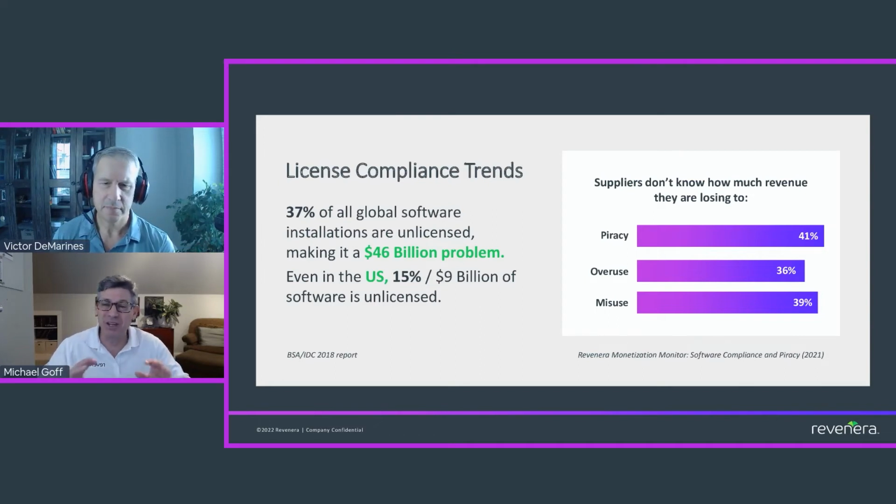But when you look at those numbers, that's an industry number. Those are regional numbers. And when you look again at the Monetization Monitor survey data, suppliers in general really don't have great insight into how much revenue they're losing to piracy, overuse, and misuse. There's a great opportunity for them to have insight into what the problem is, start by measuring it, see which regions are experiencing those challenges of revenue leakage due to piracy or overuse, and then have the ability to act on it. So Vic, I think you have an example that's close to home.